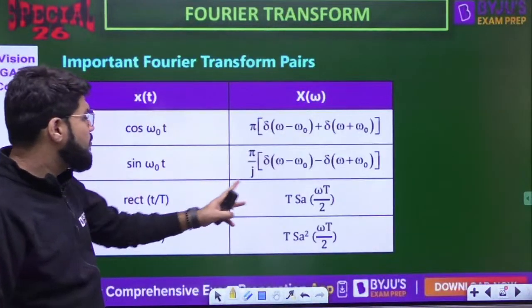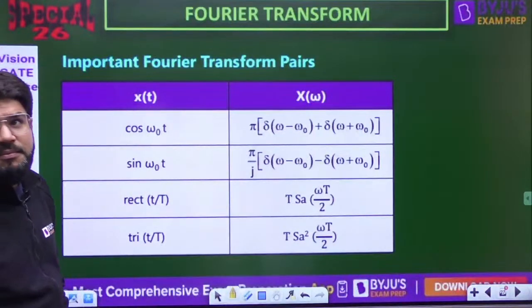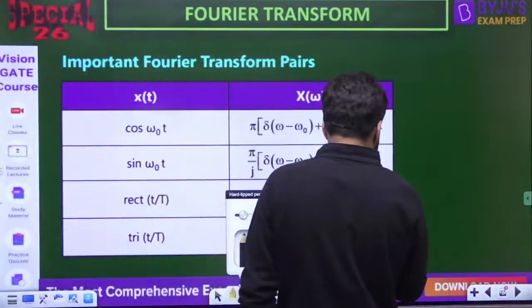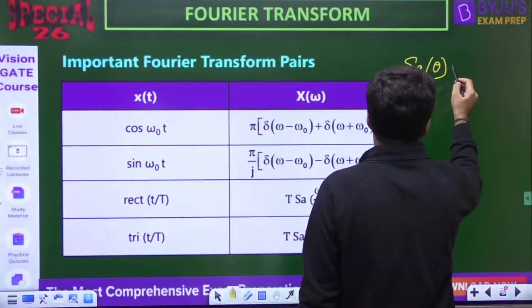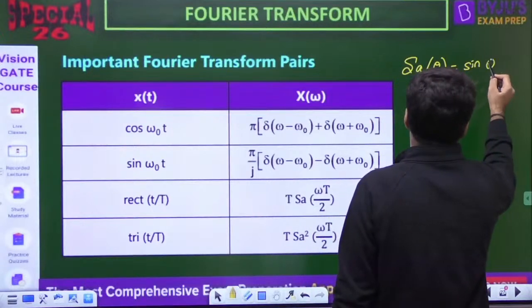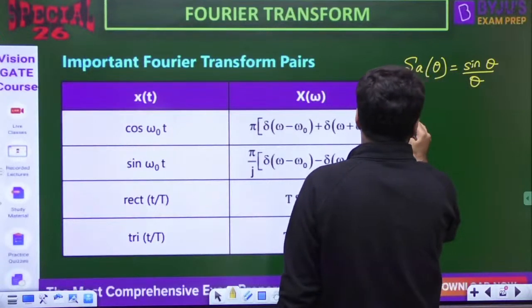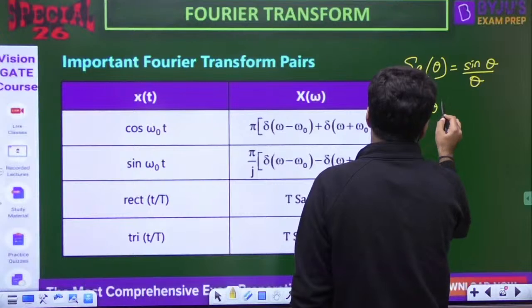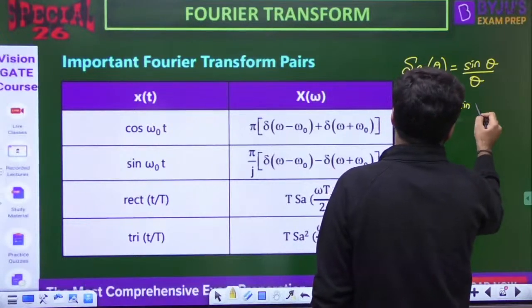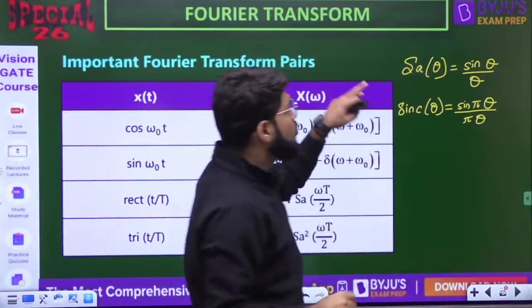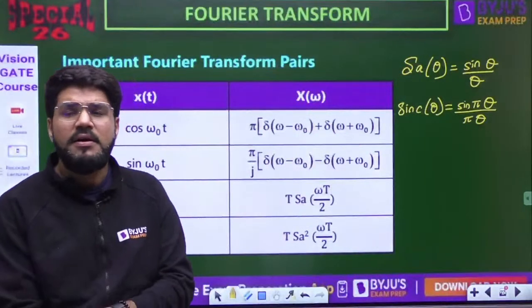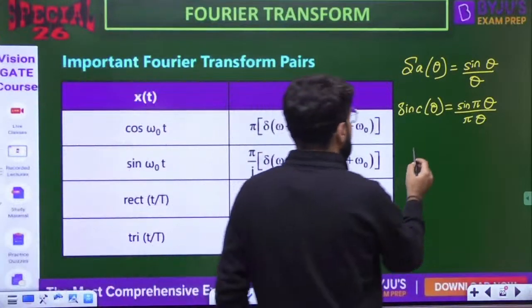Now, rect t by t has the Fourier transform T sampling omega t by 2. When I say sampling theta, what is sampling theta? Sampling theta is written as sine theta by theta. There is another representation in terms of sinc. What is sinc theta? Sinc theta is known as sine pi theta upon pi theta. So what is the relation between sinc and sampling?